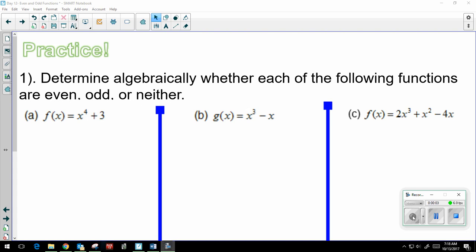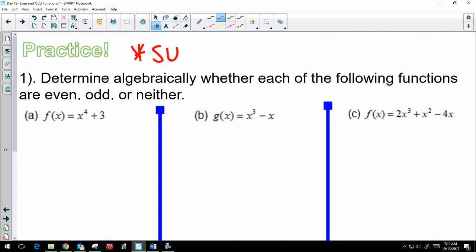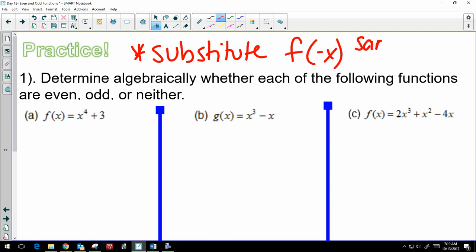This video is going to show you how to prove if something is even or odd or neither algebraically. So you always want to substitute f of negative x. And we have three cases. If we get back the same thing, it's even. If we get back the opposite, it's odd. And then if neither of those cases are true, it's neither.